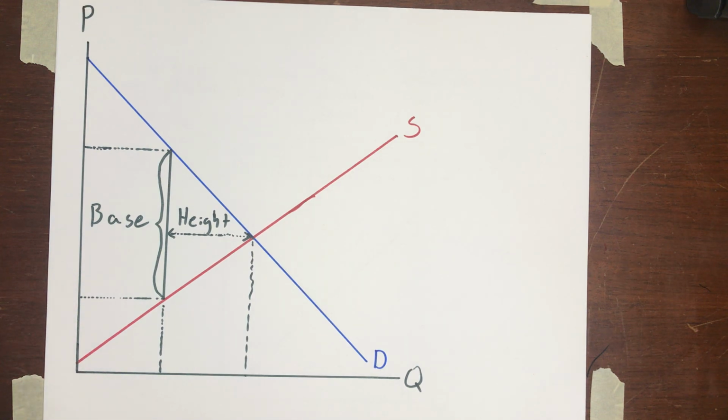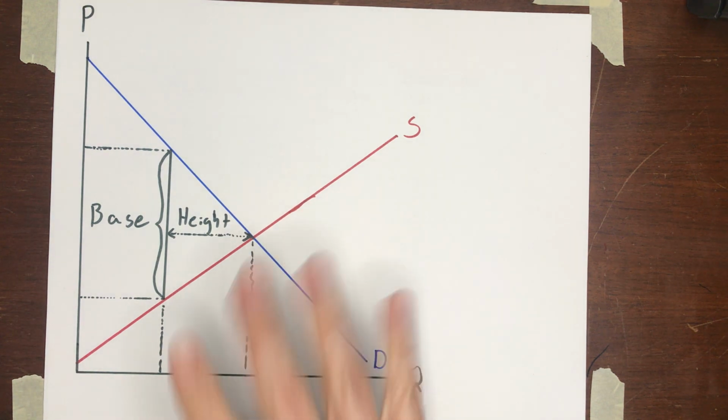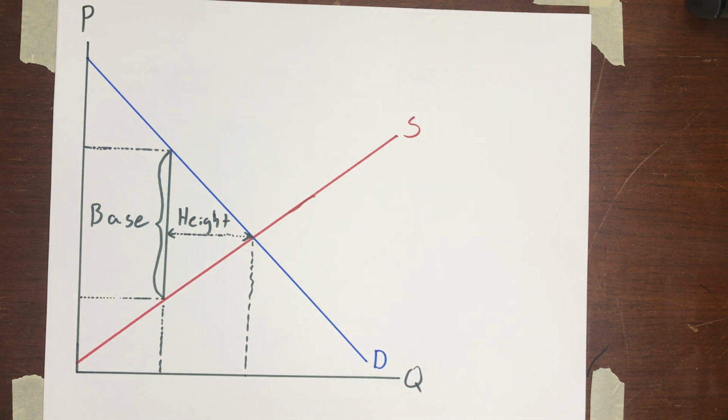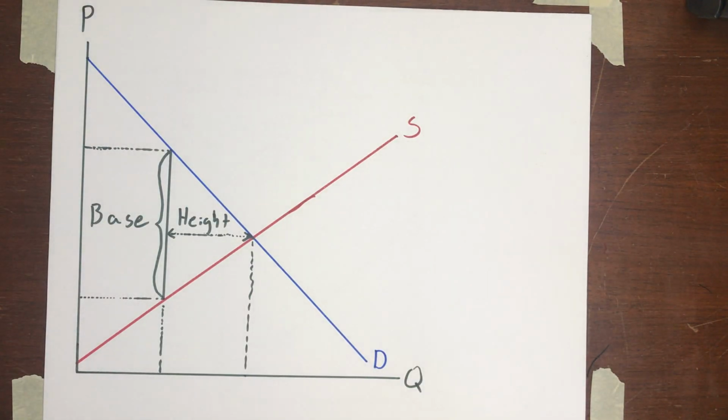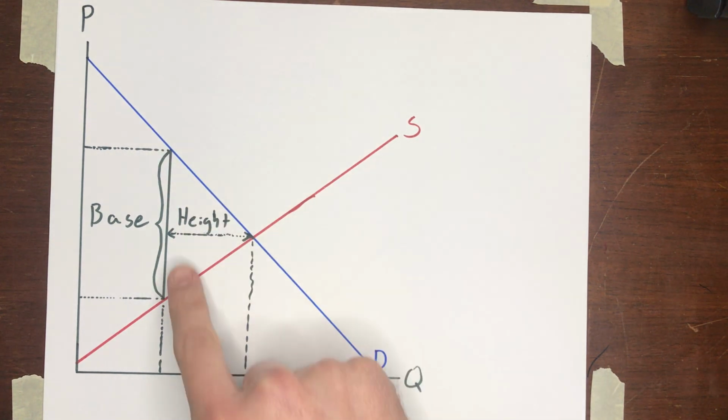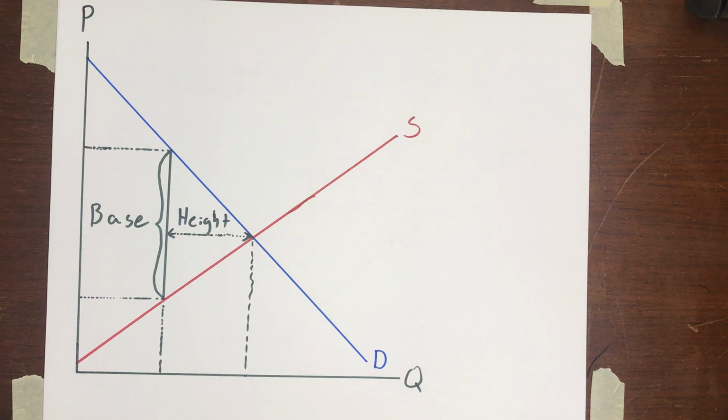Consider the following diagram of a tax, and they have something similar in the textbook. The triangular area representing deadweight loss is highlighted. I didn't highlight it here just to make it easier to look at. And also, you'll notice that they're using yellow, and I don't have a yellow highlighter. Okay. So the deadweight loss is highlighted, and its dimensions are labeled base and height. Recall that the formula for the area of a triangle is 1/2 times base times height.